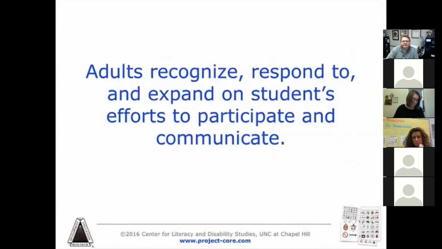Another student may touch the word make on his universal core board. An adult should recognize that communicative effort, repeat it by saying make and touching make on the student's universal core board, and then expanding on it by adding one more. In this case, the adult may say, "Make more," while pointing to make and more on the student's board, and then follow with, "We can make more letters."